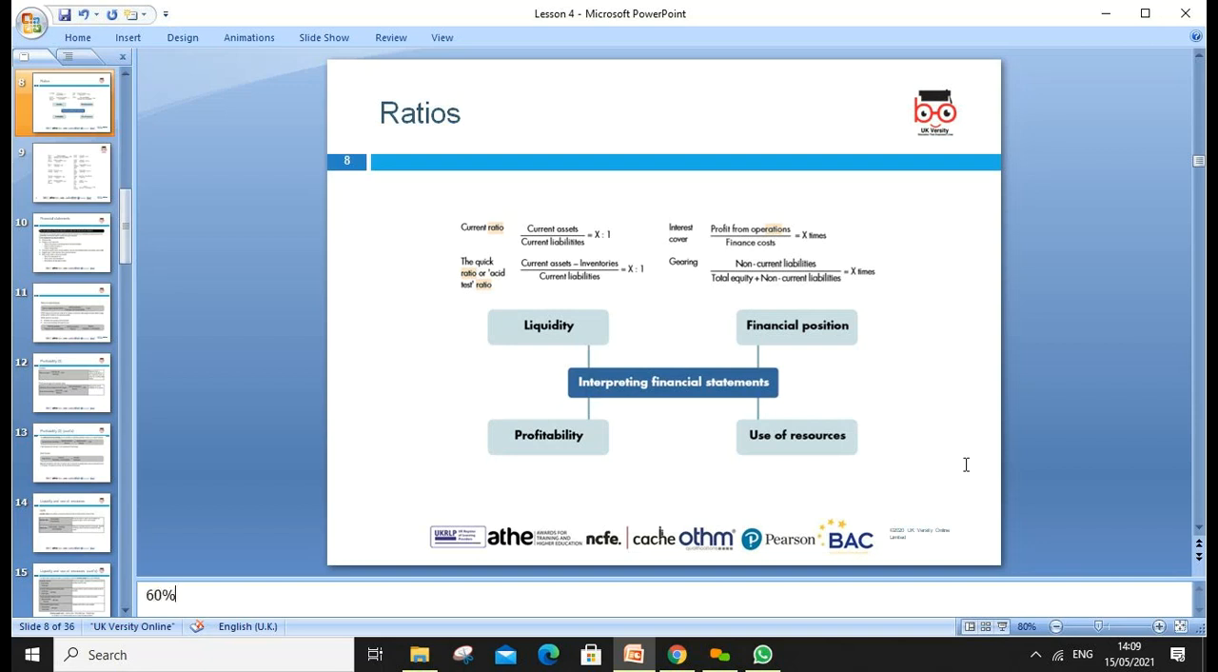Normally we say 60 to 40 is a good ratio: 60% debt, 40% equity, because equity is more expensive than debt. When we borrow money, all the interest on the borrowing will be considered as a business expense.